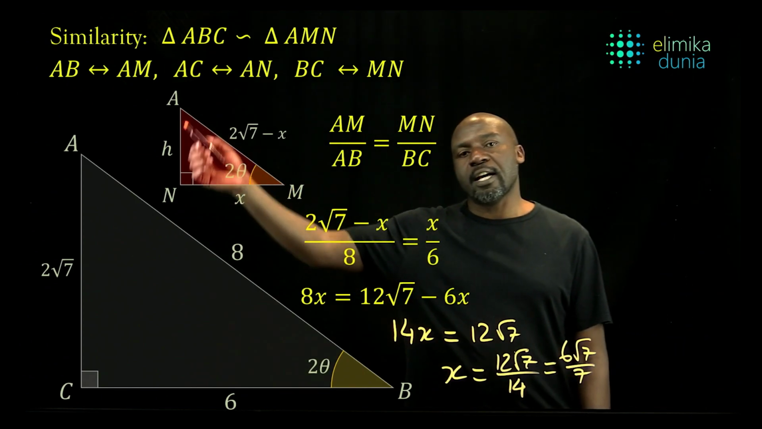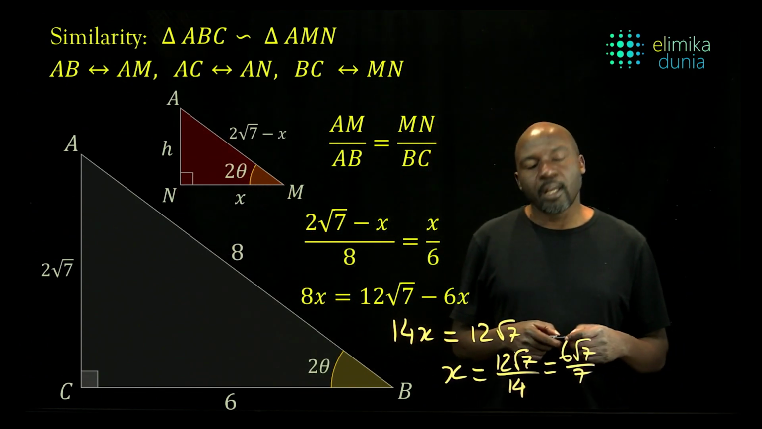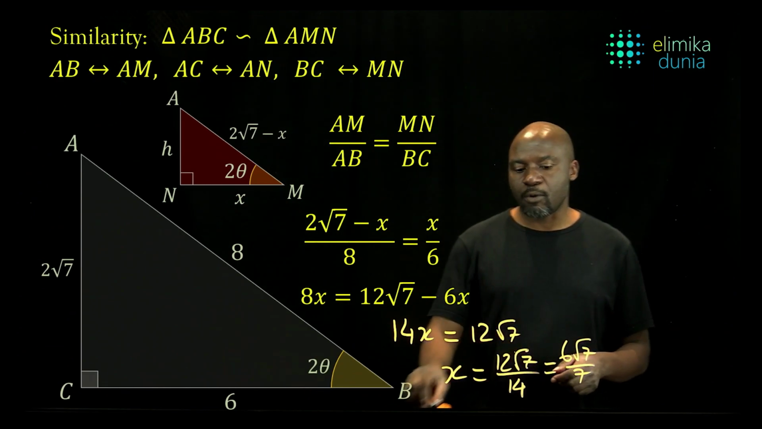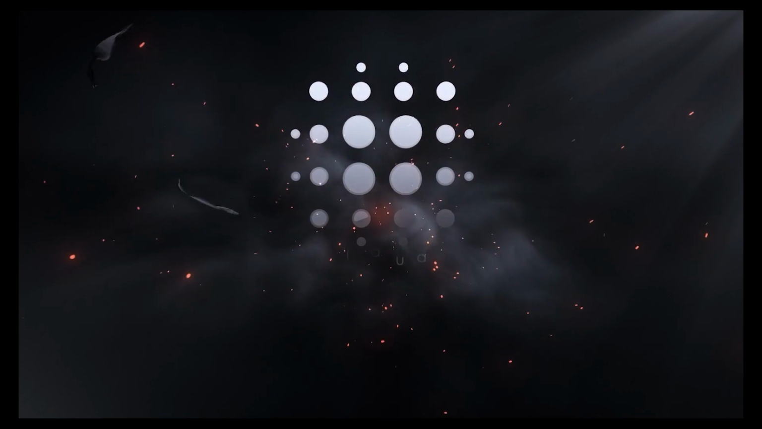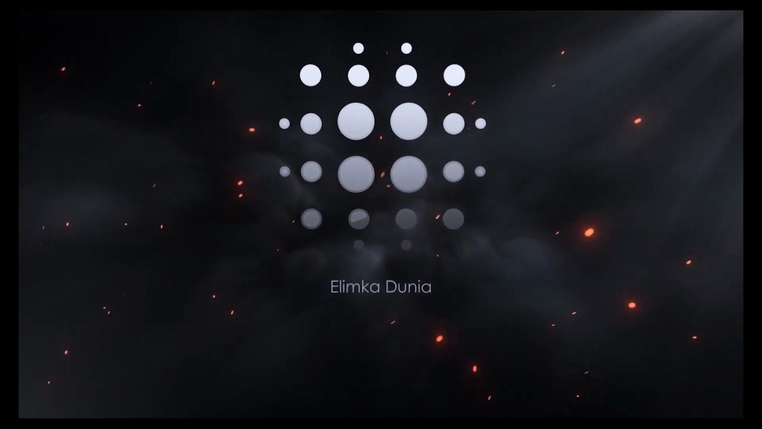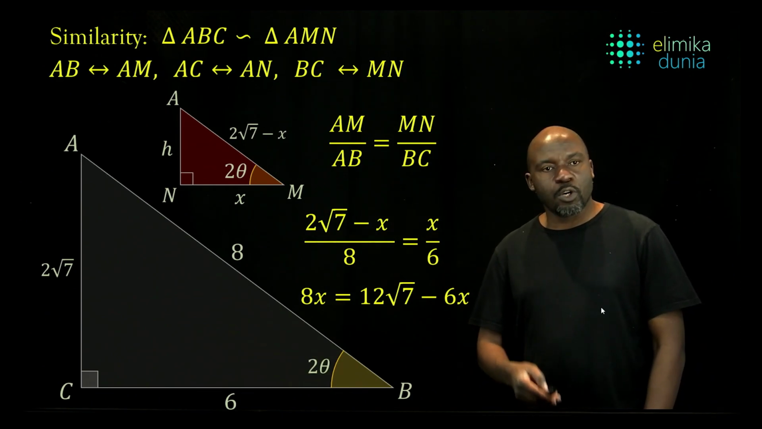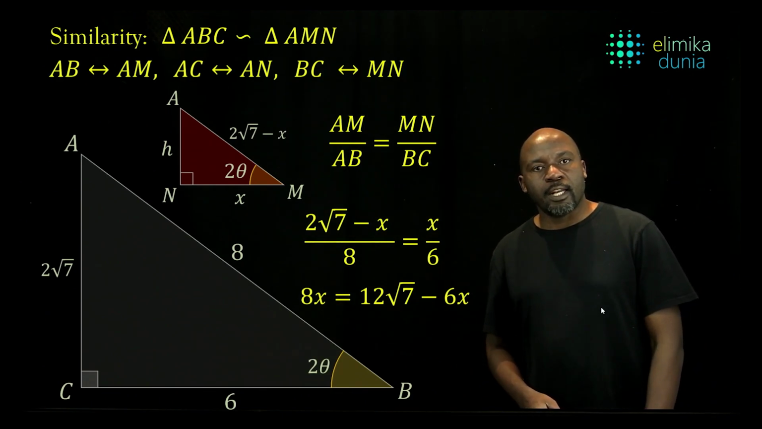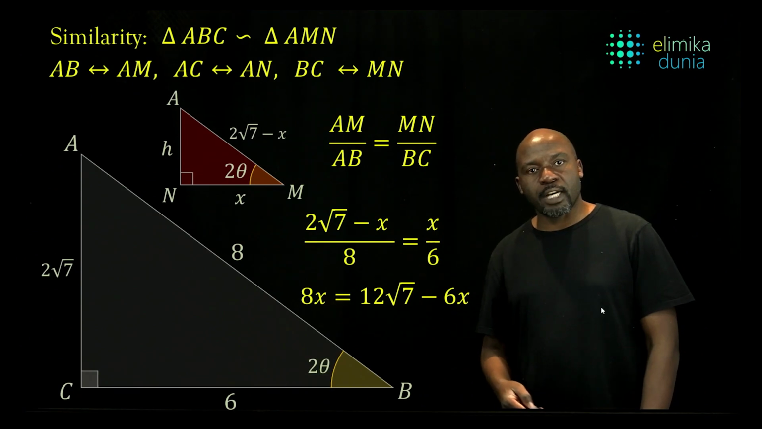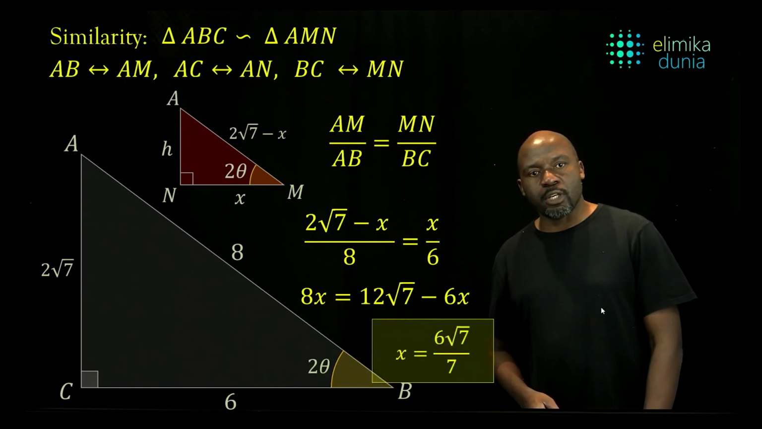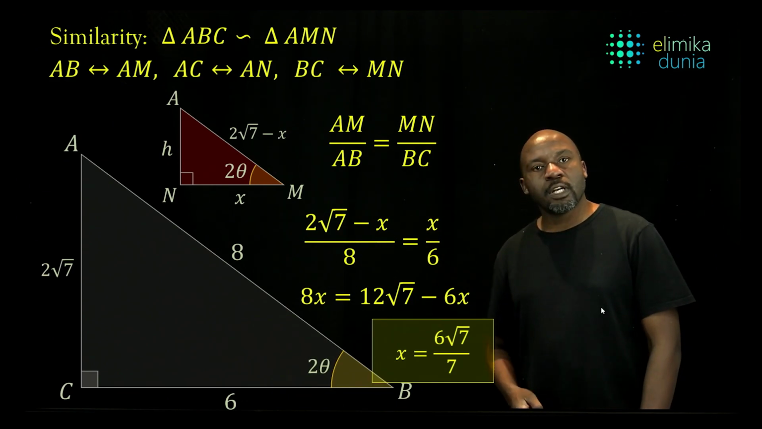We still need to find the height of that smaller triangle. Let's see how we get that. According to what we have found there, the length x, or the base of that red triangle, has to be equal to 6 root 7 over 7. So we're going to work with that figure. Let's just move to find the value of h.